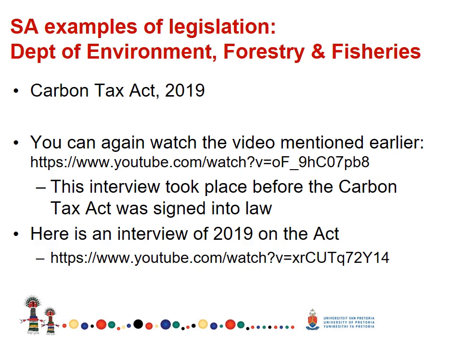Another very important environmental legislation is that of the Carbon Tax Act that was gazetted in 2019. This tax is basically a tax on energy, as most of South Africa's carbon emissions are from energy generation and the industrial use of energy. As much as 80% of South Africa's primary energy is powered by coal. You can watch these videos on the Carbon Tax Act.